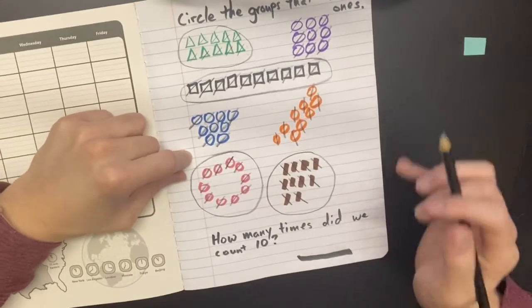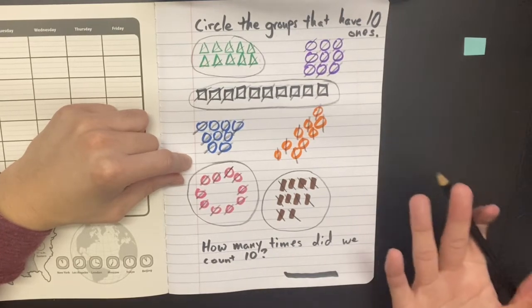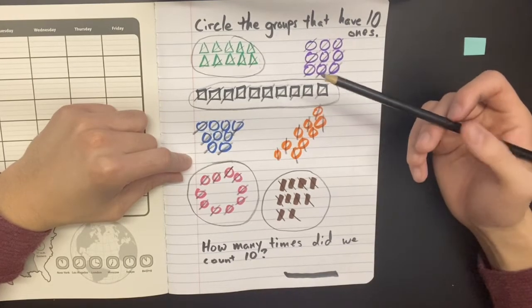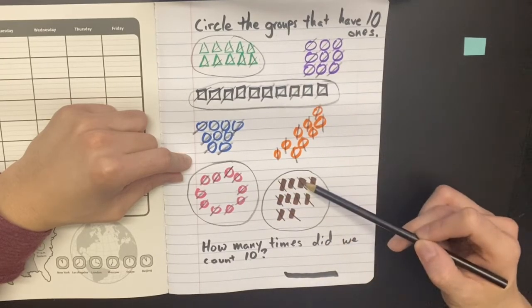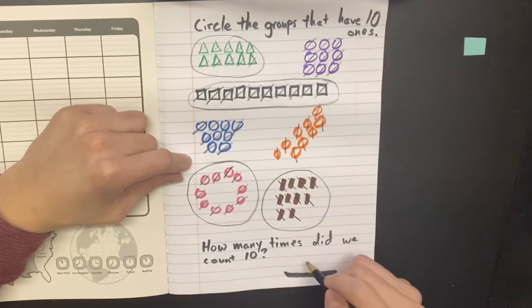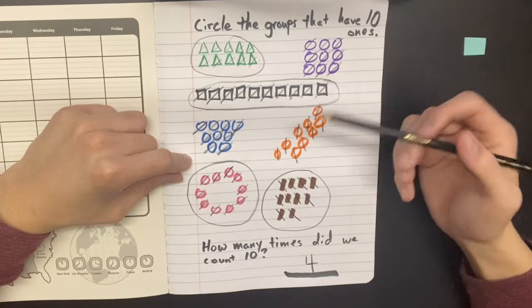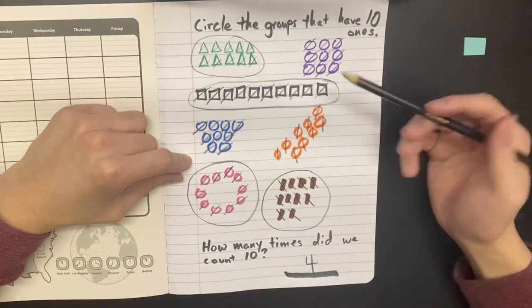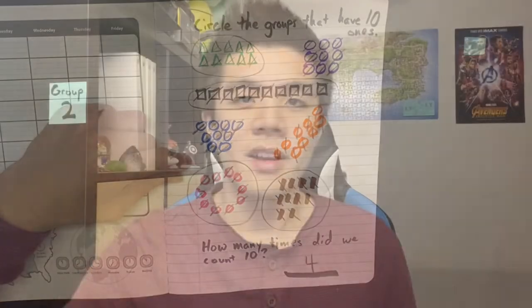And look, there's a question at the bottom. Let's see what it says. How many times did we count 10 ones? Do you know the answer already? Let's see. 4 times. So I'm going to write the number 4. We counted 4 groups of 10 ones. 1 group of 10 ones, 2 groups of 10 ones, 3 groups of 10 ones, and 4 groups of 10 ones. Great job.